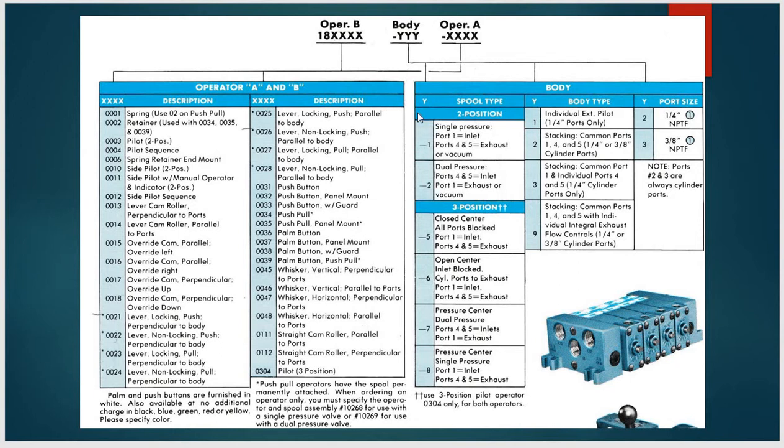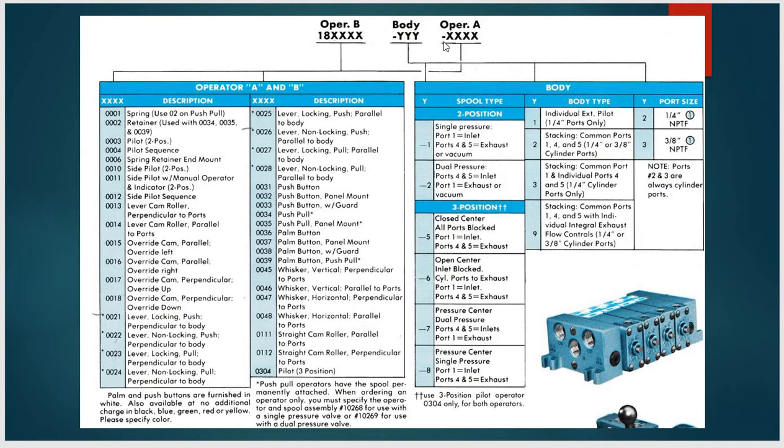Okay. 112 for the body is single pressure port. 1 is your inlet. 4 and 5 is used for exhaust or vacuum. The next number, numerical number 1, is used for right here where it says individual exhaust, pilot, quarter-inch ports only. So it's telling you what size your ports are as far as to put fittings on them. And then our last number on the body was a 2, and it tells us that they are quarter-inch National Pipe Thread fine. So that's what you see here.